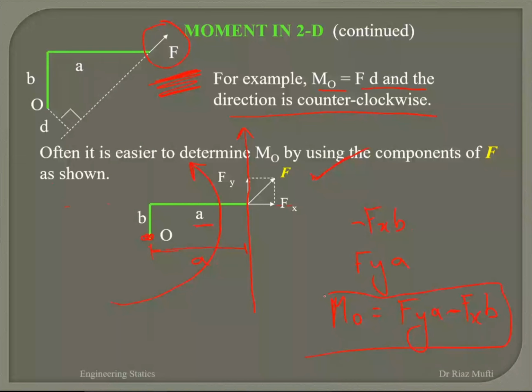That's your moment. Or I can do it, or M naught is also equal to F times D. If I look at this scenario here, I've got my force F, and that's D here. It's your call. You will see what information is available, and then you have to use that method in calculating the moment. Is this clear to everyone? Yes, sir.